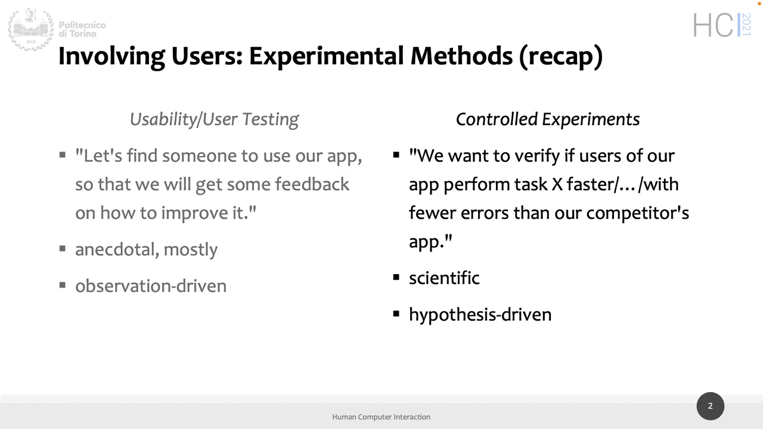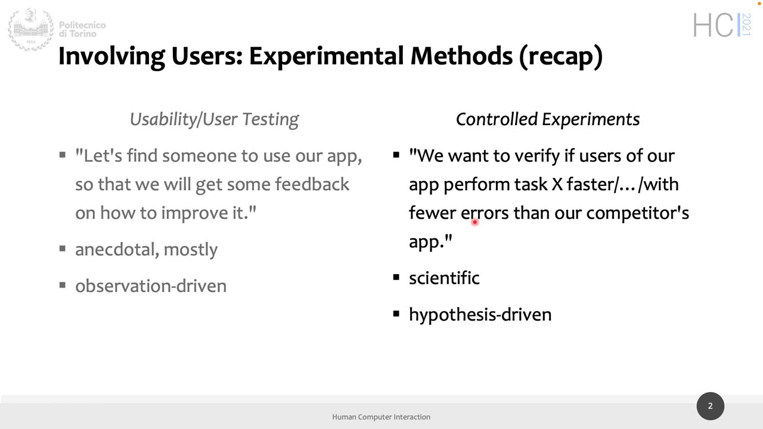So in a control experiment we are comparing two different things, two versions of the application, two different buttons in the application, our application with another application, but in a specific series of tasks and with some measurable outcome. Faster, with less error, etc. Something that we can measure quantitatively and count in a way.